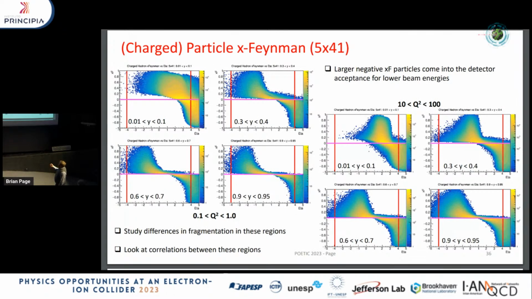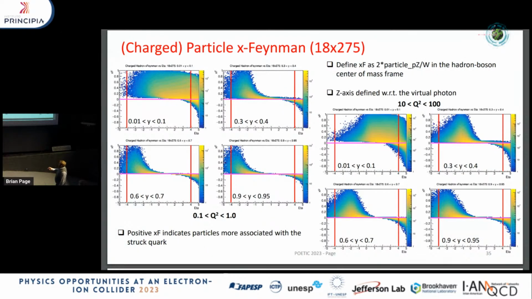And so an interesting thing here, when we go to lower energies, 5 on 41, these target remnant particles come more into our detector acceptance, where at higher energies they're kind of outside of it. I should have mentioned these red lines represent the ±4 in pseudo-rapidity that our central detector will roughly cover.